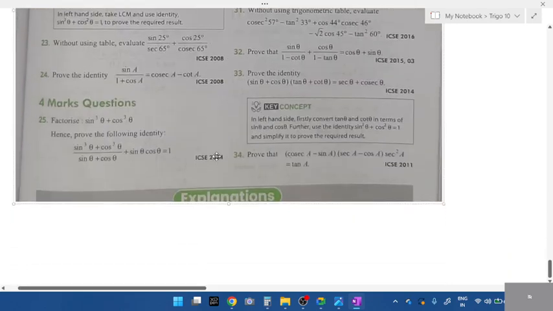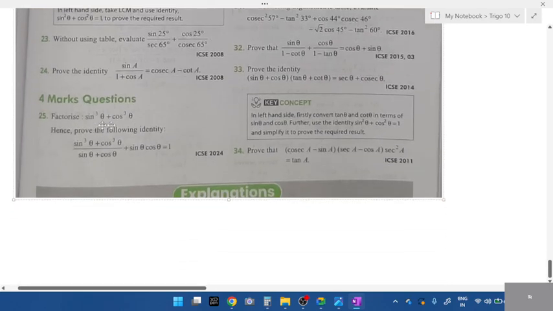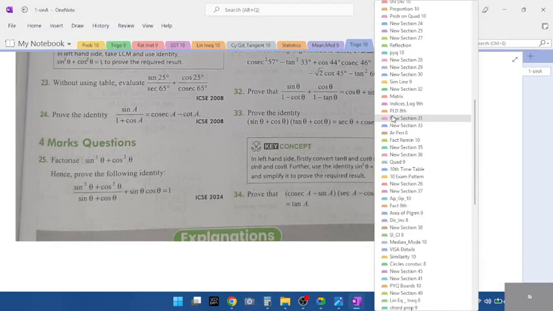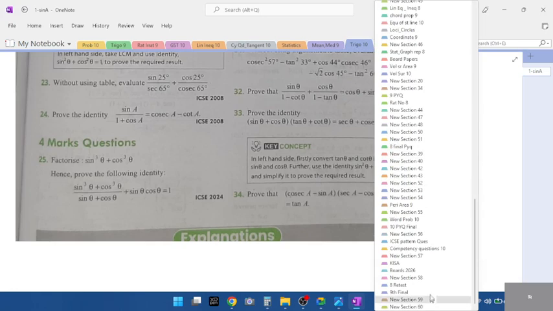Look, we'll start from the 4 marks question. 4 marker question. Can you see the cube value is given? A cube. 25th question. Can you see the 25th? ICSE 2024, students. We got it in 2024. Okay, let me check 2025. What kind of question they are.